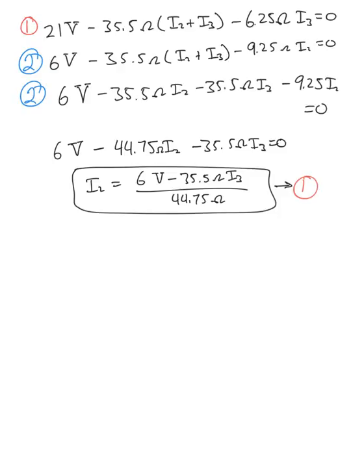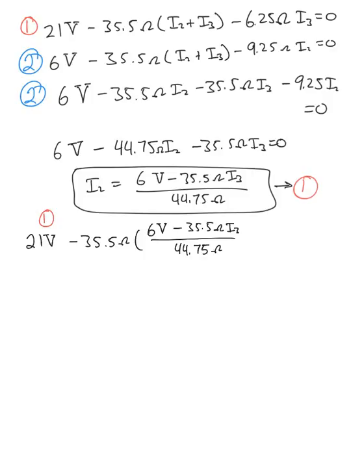And this is going to look a little bit messy, but it's just algebra. So all that's going to happen is we're going to say 21 volts. I'm writing out equation 1 right now. So this is equation 1. 21 volts minus 35.5 ohms multiplied by I2, so that's 6 volts minus 35.5 ohms multiplied by I3 divided by 44.75 ohms, plus I3, and then I have minus 6.25 ohms multiplied by I3.